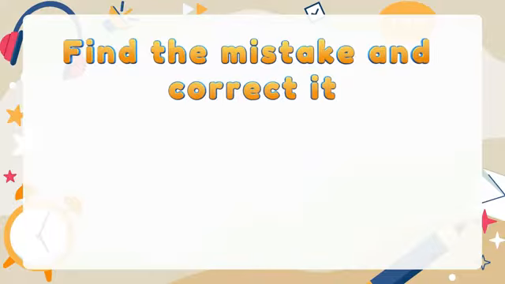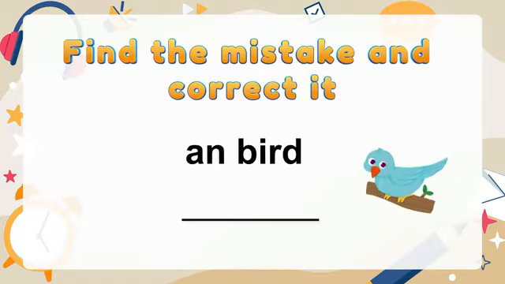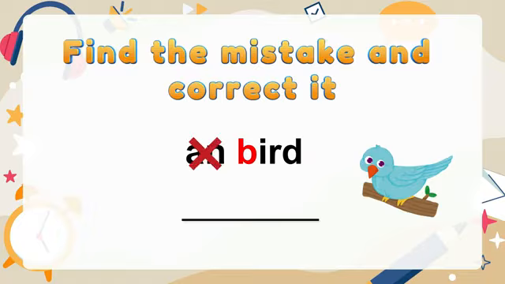Find the mistake and correct it. An bird. Bird begins with a consonant, B. So we say a bird. Write a bird on the line.